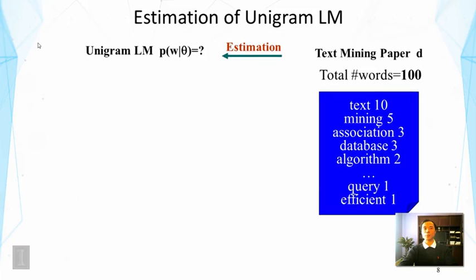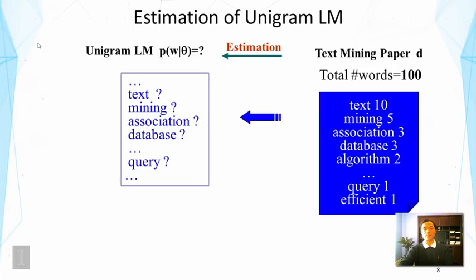Now let's look at the problem in a different way. Suppose we now have available a particular document. In this case, maybe the abstract of a text mining paper, and we see these word counts here. The total number of words is 100. Now the question we ask here is an estimation question. We can ask the question, which model, which word distribution has been used to generate this text, assuming that the text has been generated by sampling words from the distribution?